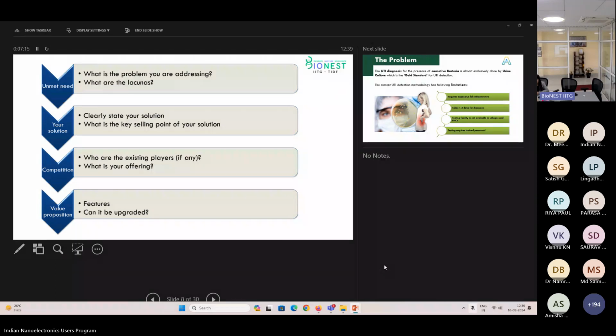And if you know that, that's a bullseye. If you know this is the unmet need of the society, now you have to think, based upon my expertise, my education, my training, I can suggest one solution to this unmet need, right? And then you have what will be the selling. Like I said, at the end of the day, you have to sell that product to the people, right? So what is the key selling point of your solution?